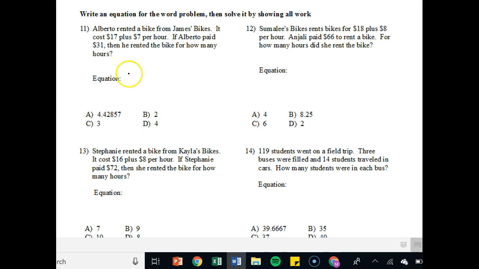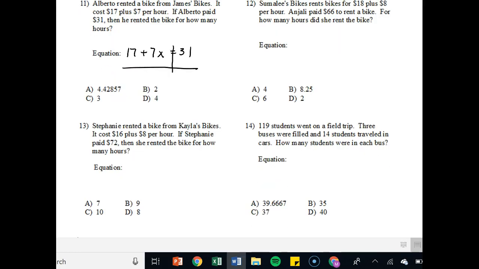So we got 17 plus 7. You could say h. I like to just say x equals 31. I'm going to allow you to now solve this equation in Ed Puzzle. Notice you see addition, so you're going to want to hopefully subtract 17 from both sides. Scoot on down to number 13.